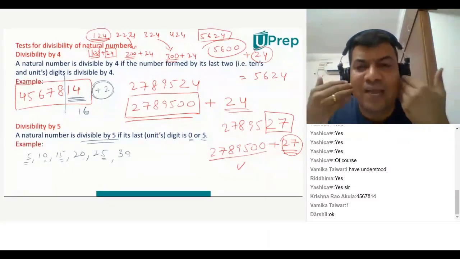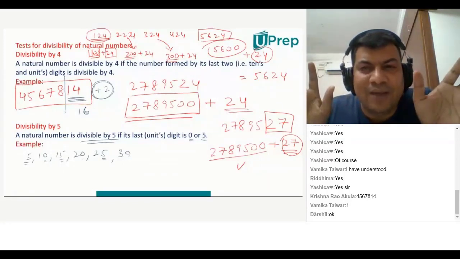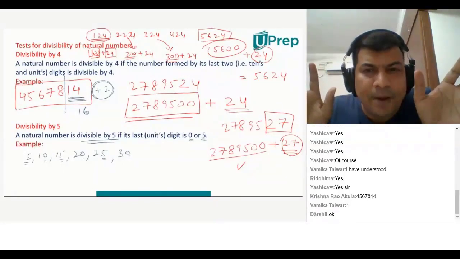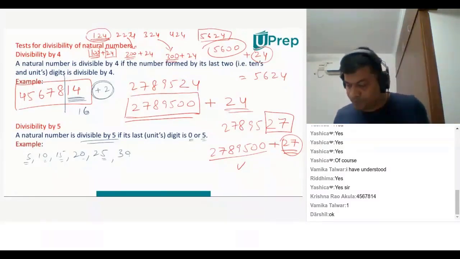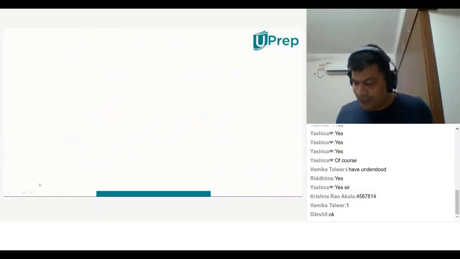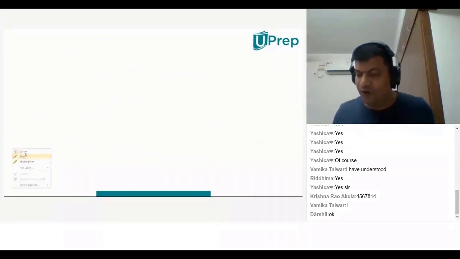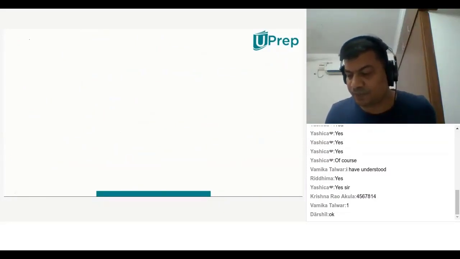Therefore, the divisibility rule of 5 is the easiest. Is that okay with everyone? Okay, we'll not waste time with the divisibility rule of 5. Let's go ahead. Now let's learn the divisibility rule for 6.